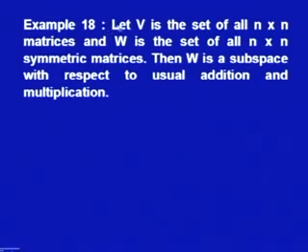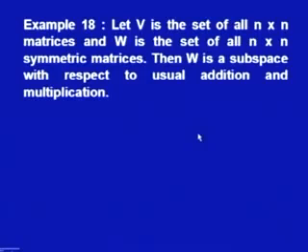This is another example taken from the set of matrices. Let V be the set of all n by n matrices and W be the set of all n by n symmetric matrices. Then W is a subspace with respect to the usual addition and multiplication. We have already seen that V is a vector space when V is the set of square matrices and we have the usual addition and scalar multiplication operations in V.